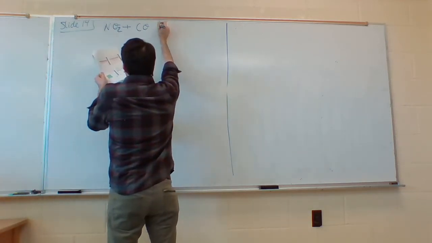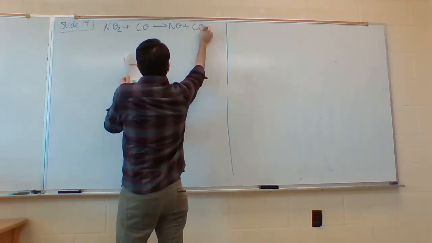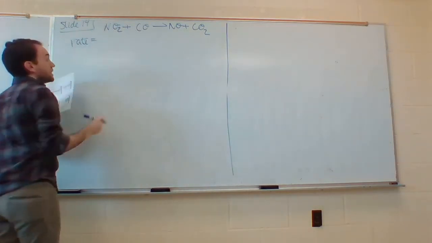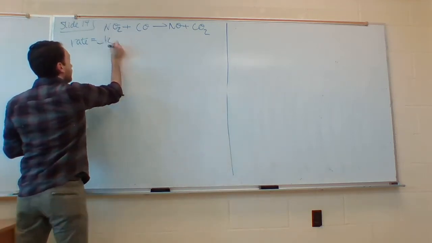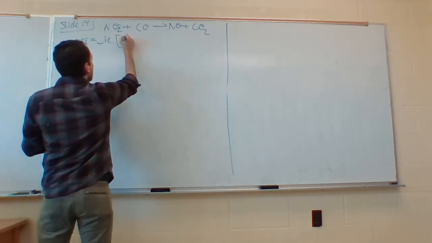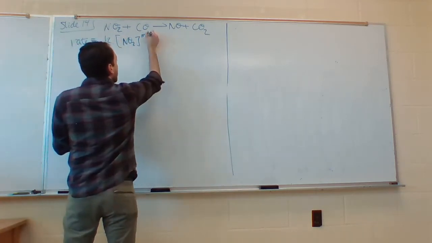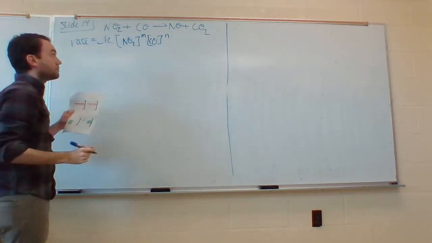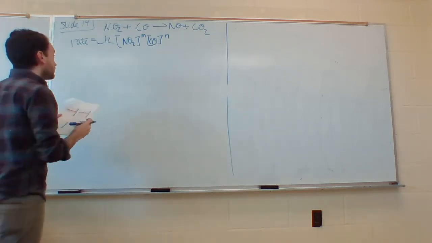So let's say we have NO2 plus CO goes to NO plus CO2. What is our rate law going to be in terms of orders M and N? Well, we know that we're going to have our rate constant. We're going to have our concentration of each species raised to a different power, right? So we have our concentration of NO2, that's our first species, raised to the M. Then we're going to have our concentration of our next species, which was CO, raised to the N, okay? So that's going to be our initial setup for our rate law, okay?